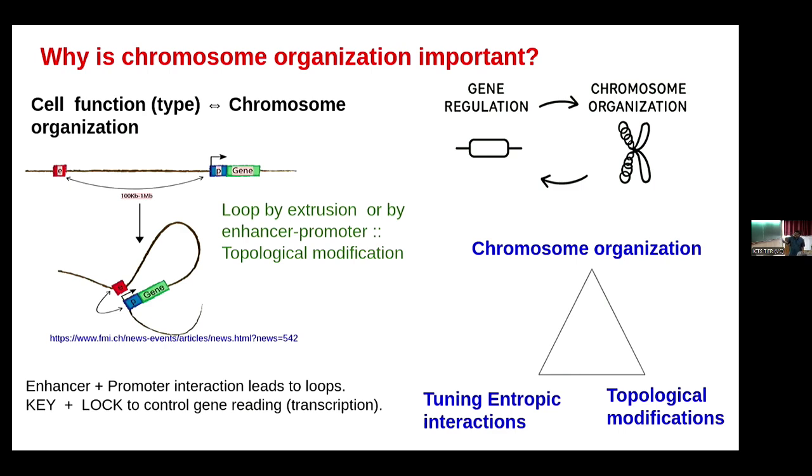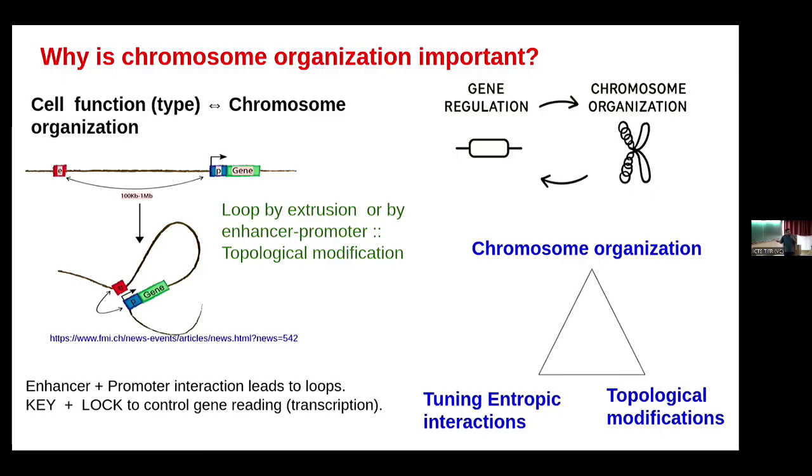And the enhancer can be often quite far away from the gene, and this can create a loop. And this is what I mean by a topological modification. So if different genes are active in different cells, then you would have a different set of loops, or a different kind of loops. So you will have a different chromosome organization, and that in turn will decide the cell function. So gene regulation and chromosome organization is strongly interrelated. And I particularly look at topological modifications, which means loops.